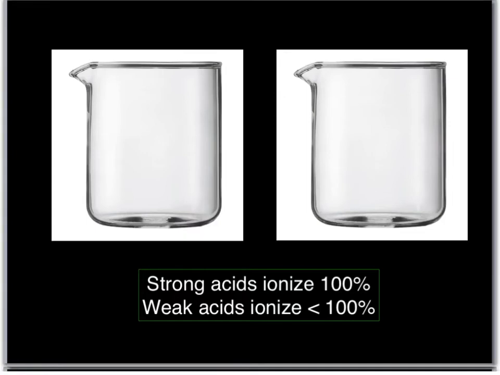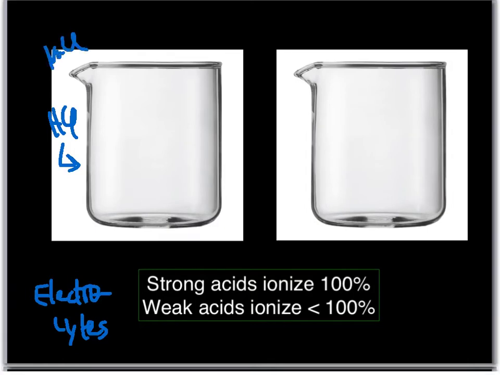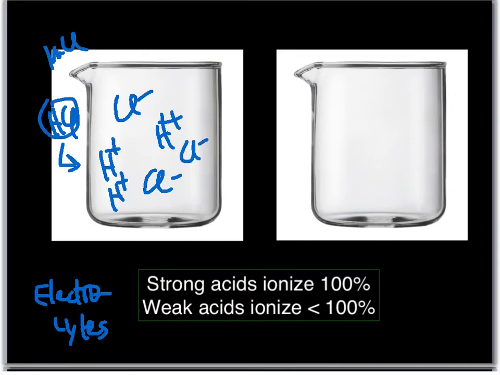But here's the deal. There are strong acids and there are weak acids. And the strong and weak refer to electrolytes. Do you remember talking about strong and weak electrolytes? So strong electrolytes, they ionize 100%. So for example, if we had HCl, which is a strong acid, in this beaker, just like if we had NaCl in there, we have no complete molecules. All we have are hydrogen and chloride ions floating around in solution. So for every HCl that's in there, every one of them ionizes.